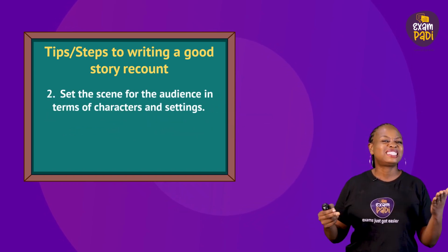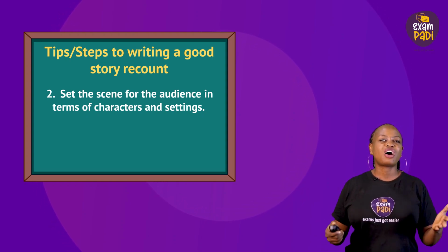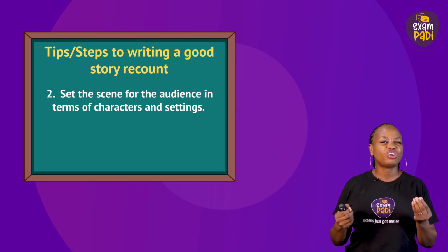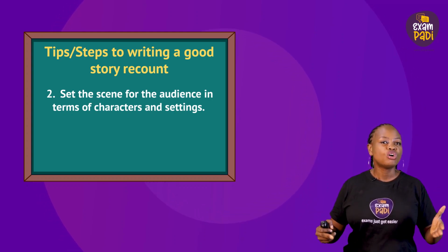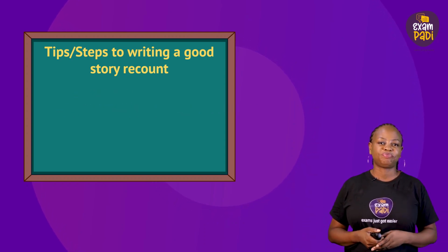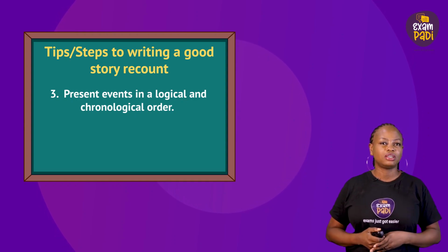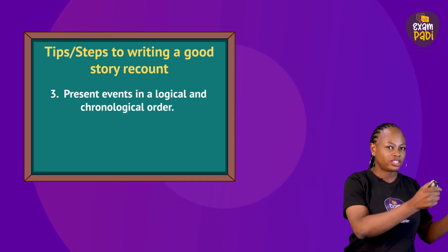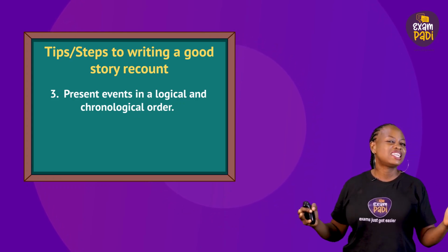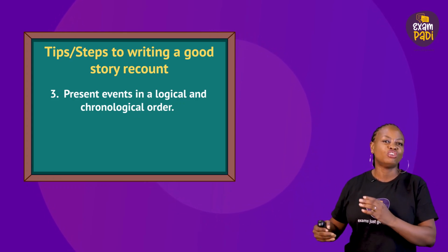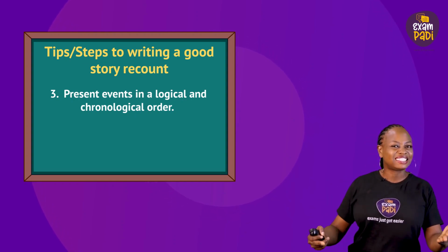2. Set the scene for the audience in terms of characters and settings. This will provide the reader with all the essential ingredients of the recount in their introduction while addressing the who, what, when, and where. 3. Present events in a logical and chronological order. Begin with the starting point of the event or experience and progress through each step or significant moment until the conclusion. This structure helps readers follow the story easily.